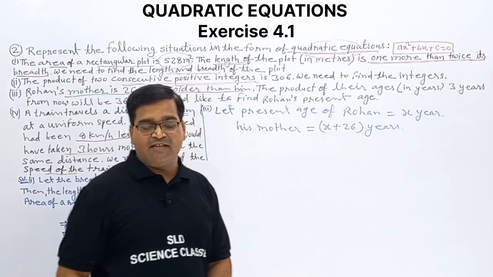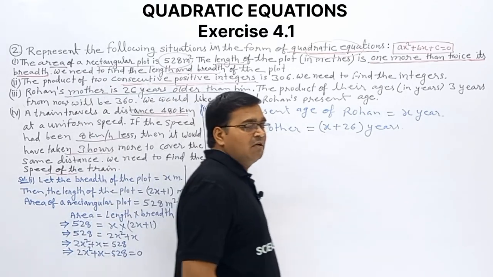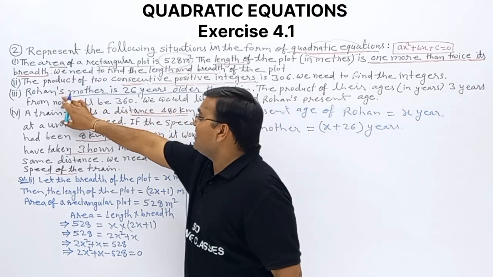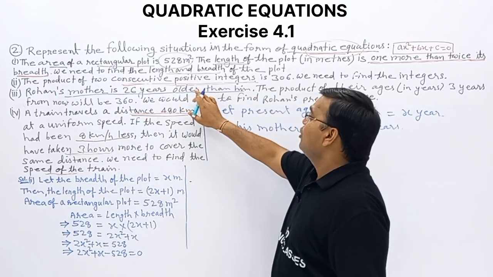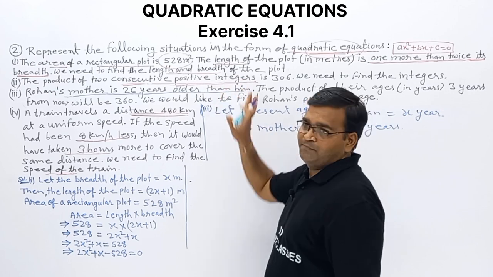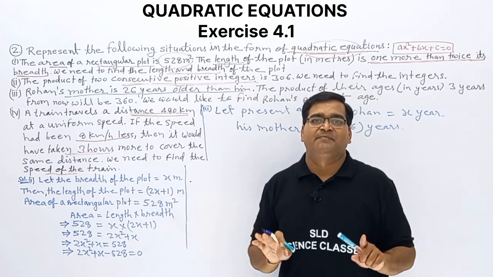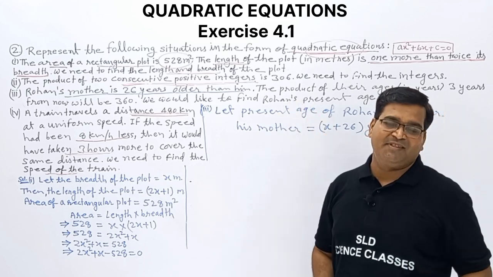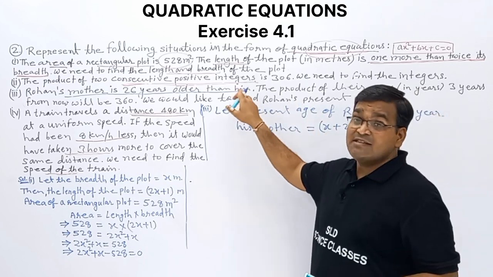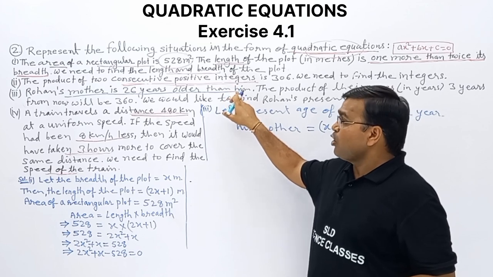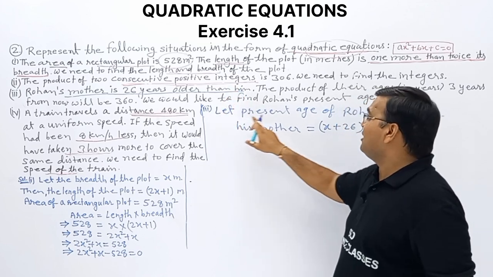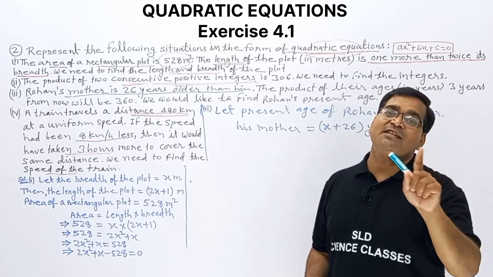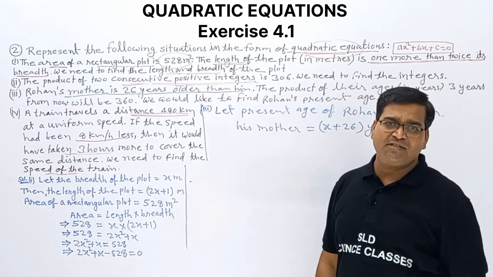From the first sentence, what are we writing? Rohan's mother is 26 years older than him. So him means Rohan. रोहन से उसकी माँ 26 years older है. प्रेजेंट रोहन की जो एज है, तो we are assuming let the present age of Rohan is x. So his mother will be what? 26 plus x, or we can say x plus 26 years.